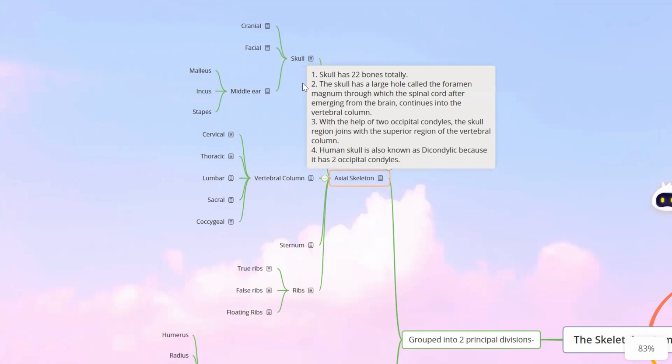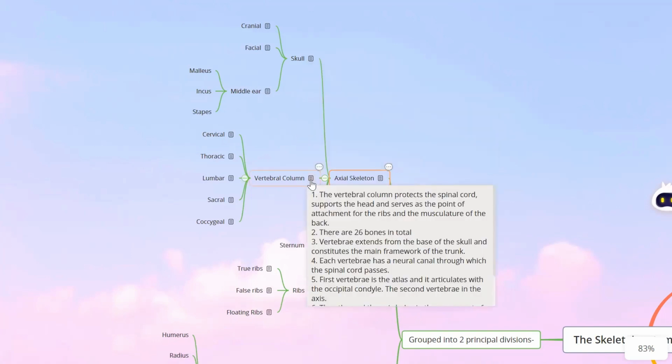Now the skull is totally 22 bones, and the skull has a large hole called the foramen magnum, through which the spinal cord, after emerging from the brain, continues into the vertebral column. With the help of two occipital condyles, the skull joins with the superior region of the vertebral column. The human skull is also known as dicondylic because it has two occipital condyles. Sometimes in exams they might ask why the human skull is known as dicondylic. It's because it has two occipital condyles.